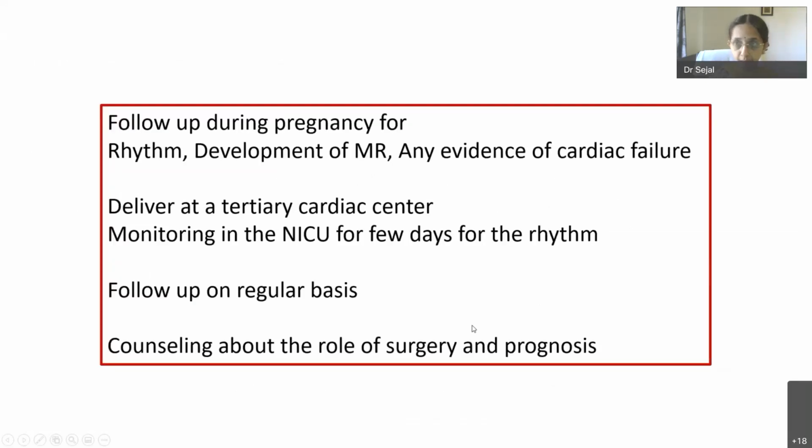So with this understanding, what do I do? I will monitor them likely once in 2 to 4 weeks for rhythm, any development of VPCs, any arrhythmias, development of mitral regurgitation, any evidence of cardiac failure, because my systolic function could be impacted or emptying of the left ventricle could be an issue. I need to deliver at a tertiary center, though immediately after birth I'm not going to do anything active except monitoring in the ICU for rhythm, LV function, and then follow up on a regular basis.